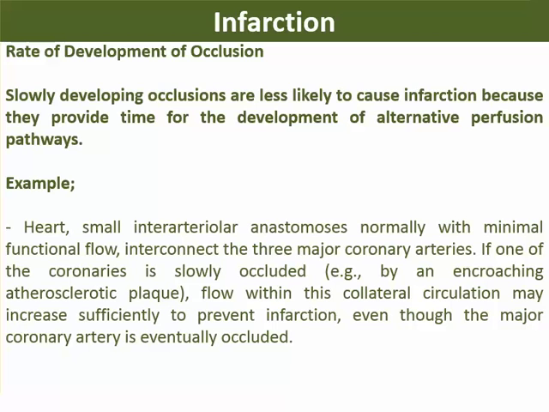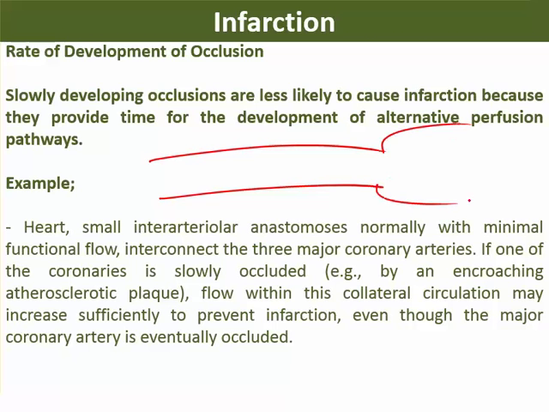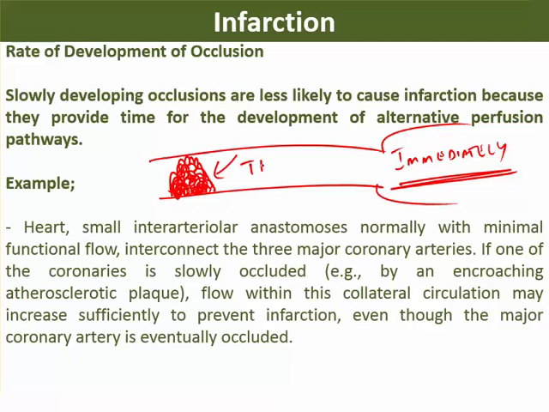Now coming to the speed of occlusion. Now we have a blood supply to this muscle. If the occlusion is happening very fast, then the infarction happens immediately. Understand? I'm telling you, this is thrombotic occlusion, because the clot formation happens rapidly.